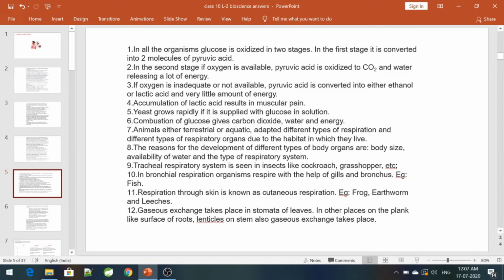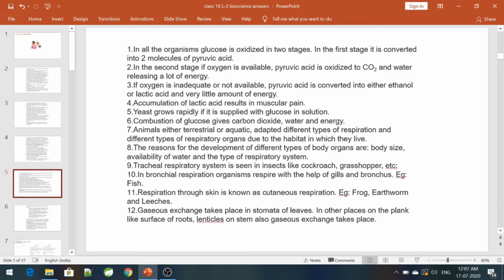That is in stage 2, whereas in stage 1 only two molecules of pyruvic acid are produced. In the second stage, when oxygen is available, it will be oxidized into carbon dioxide and water, and also energy. If oxygen is inadequate, not available in the amount required for the reaction to take place, then another reaction takes place. What is that? Pyruvic acid is converted into either ethanol or lactic acid and a very small amount of energy.